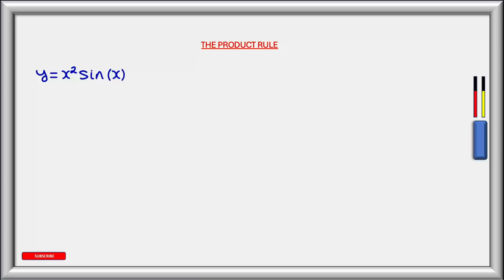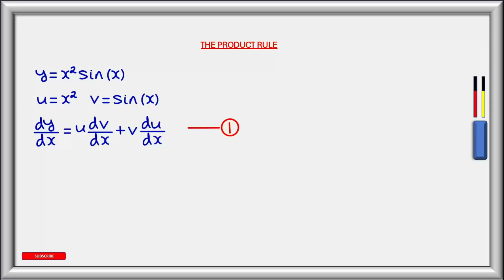In this second example, we're going to use the product rule to evaluate the derivative of y with respect to x of y equals x squared multiplied by sine x. In this case, y is the product of 2 functions. The first is x squared and the second is sine x. So for this one, we can let u equal x squared and v equal sine x. Using the product rule, the derivative of y with respect to x is equal to u multiplied by dv by dx plus v multiplied by du by dx.